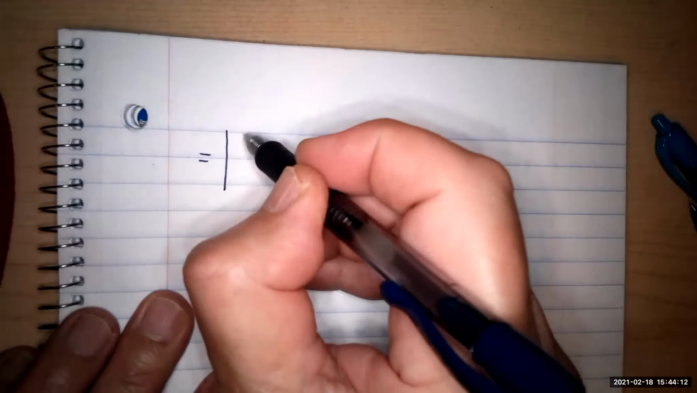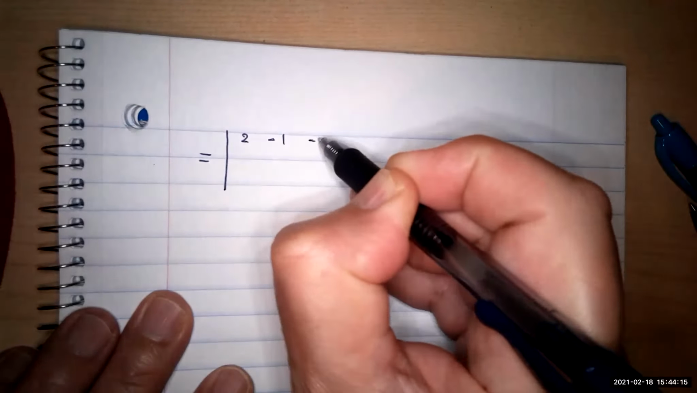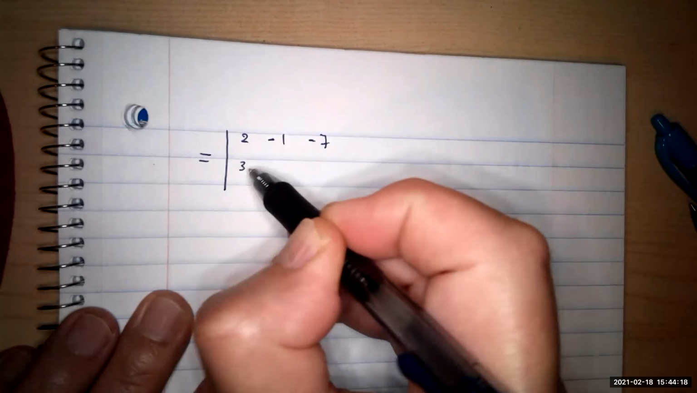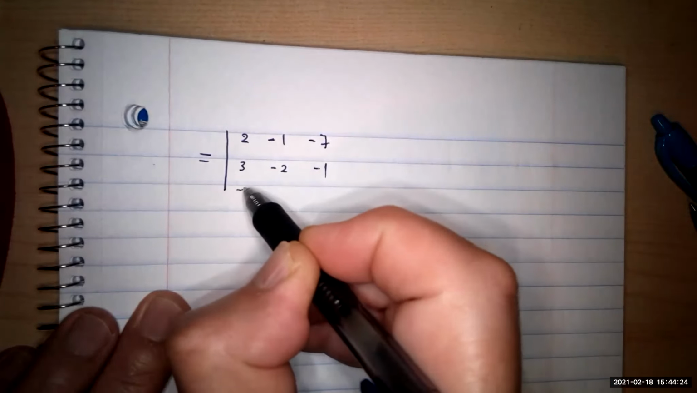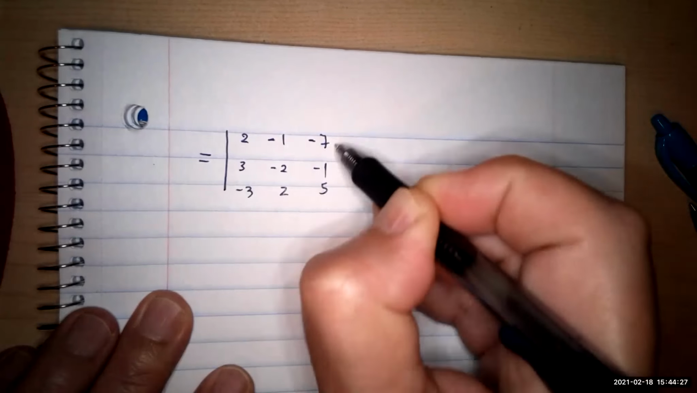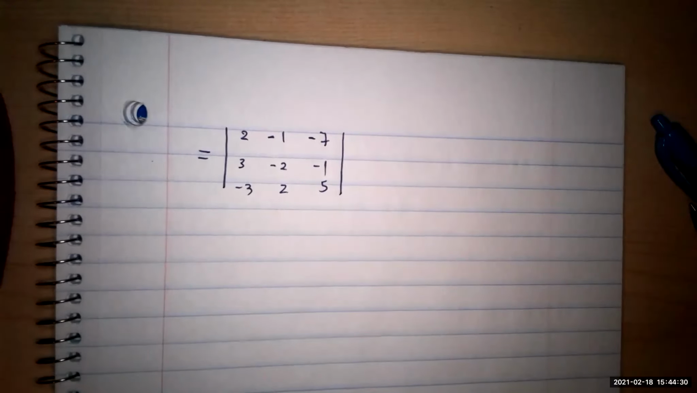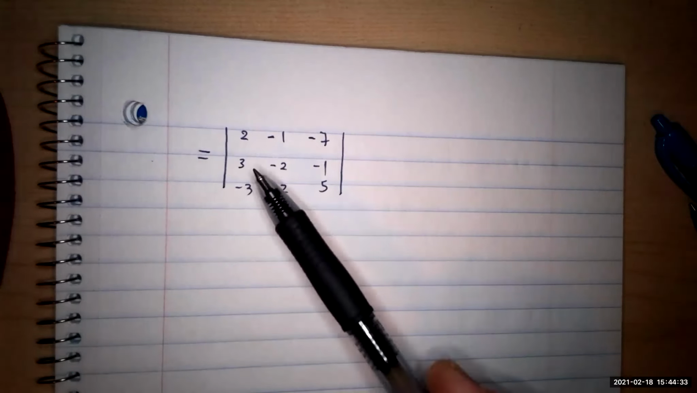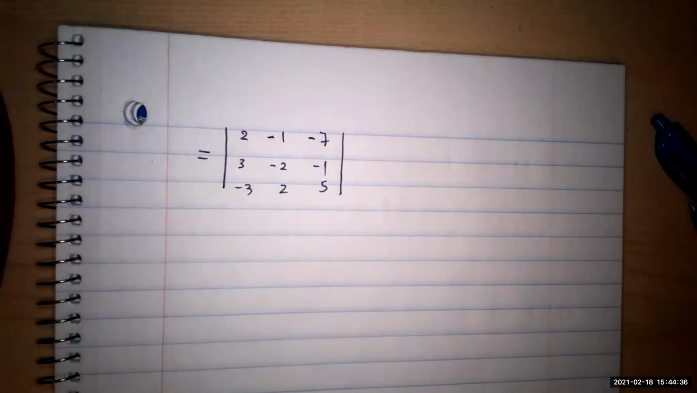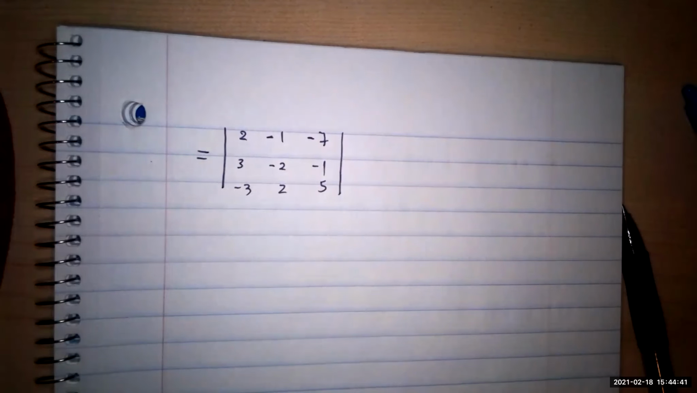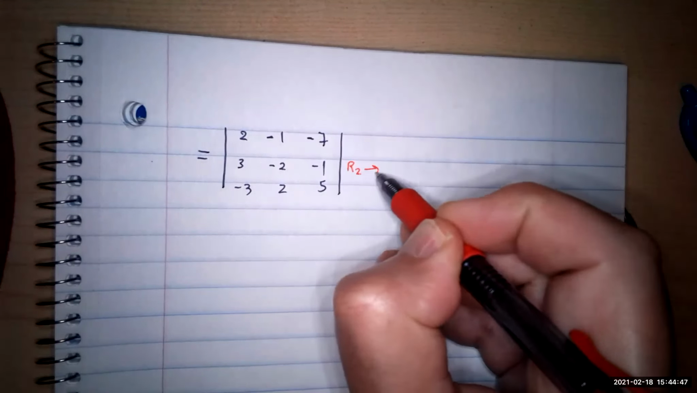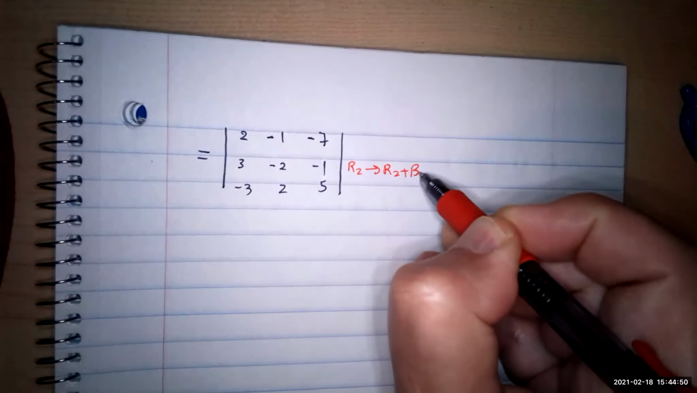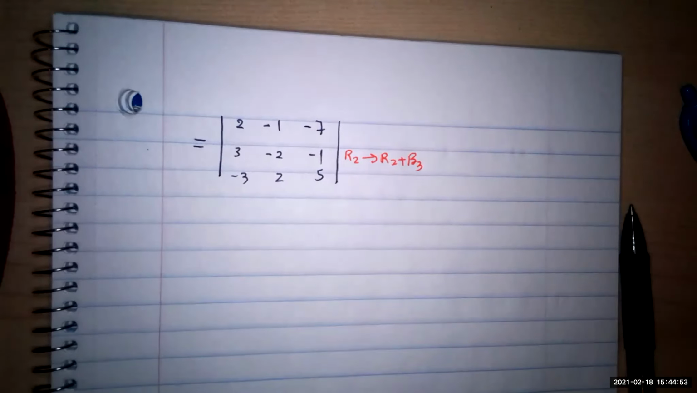It's a 3 by 3. You can use the formula and get rid of it right away, or if you like, you can go on. It's 3, -2, -1, and -3, 2, and 5. We can find the determinant right away, but look at this one. If you add these two together, you get more zeros. So why not do this operation before getting the determinant? We write R2 and R3, add them together, and we know the determinant would be unchanged.